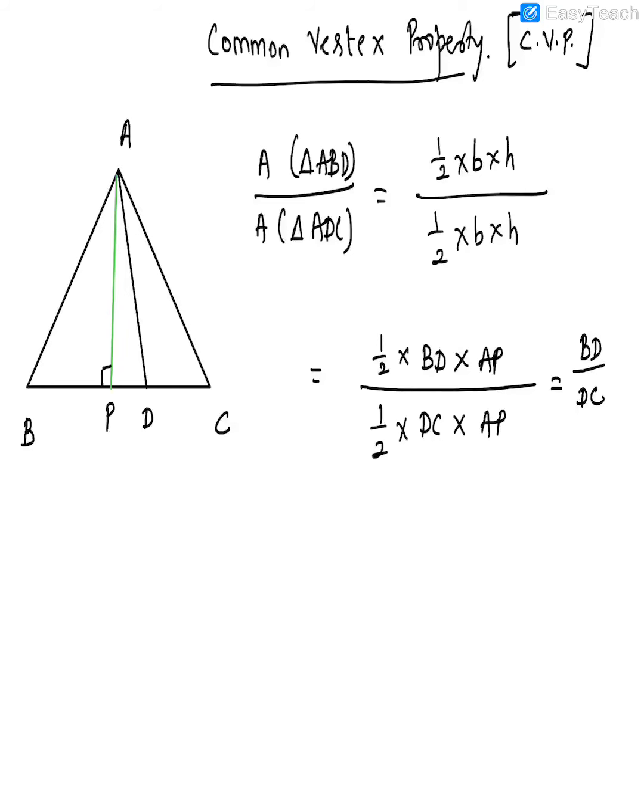So what's the moral of the story? That the areas of these two triangles will be proportional to the corresponding bases. You can see these are the bases BD and DC. But when will the area of two triangles be proportional to the corresponding bases? If they have got a common vertex. If you noticed here, A was the common vertex for both the triangles. Also, B and C, their bases, are in the same straight line.